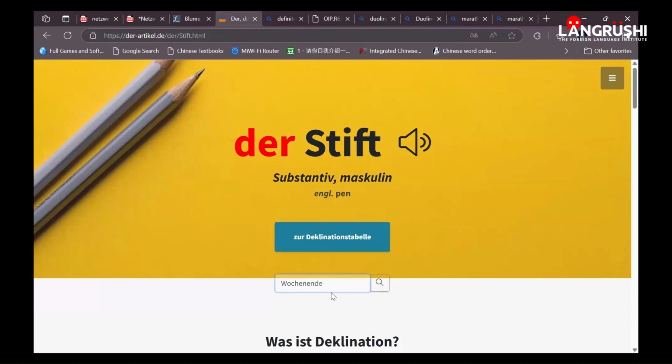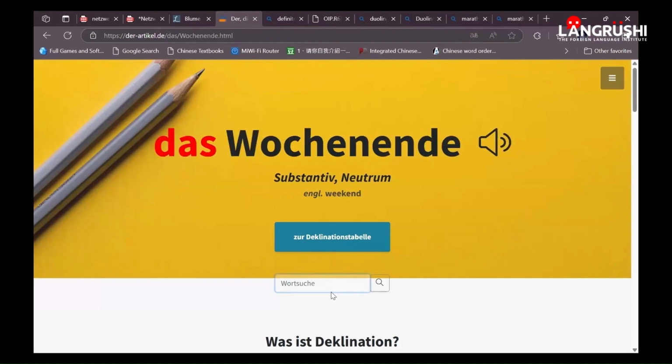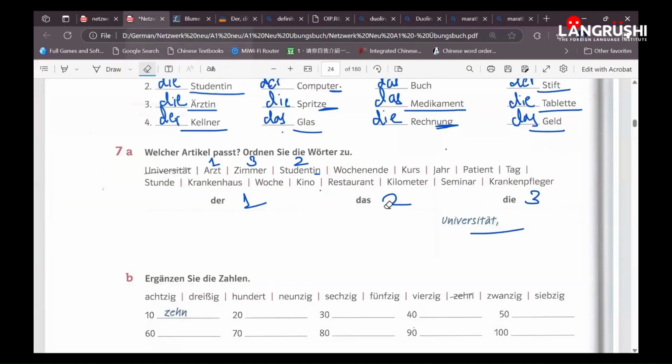Wochenende. Das. Okay. Now, as per the logic, this word ends in E, so it should be die, but it is das. So there could be exceptions as well. That is why just run it through the dictionary or such websites just to check the gender. Okay, das Wochenende.